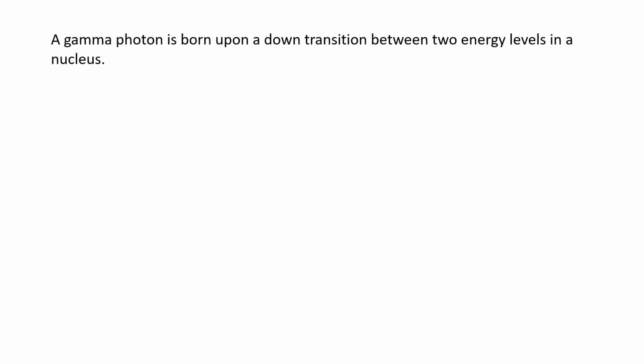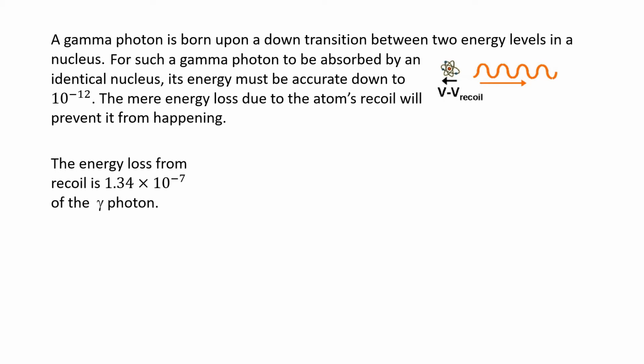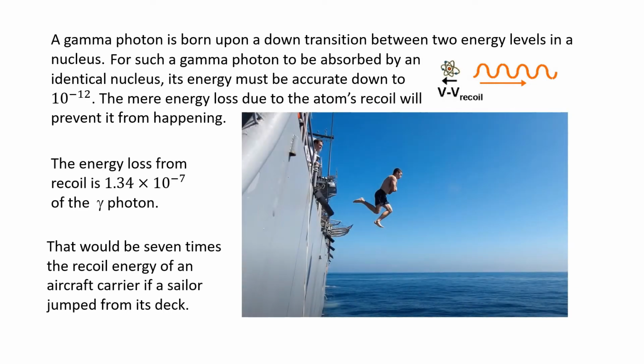A gamma photon is born upon the down transition between two energy levels in a nucleus. For such a gamma photon to be absorbed by an identical nucleus, its energy must be accurate down to 10 to minus 12. The mere energy loss due to the atom's recoil will prevent it from happening. The energy loss from recoil is 1.34 by 10 to minus 7 of the gamma photon. That would be 7 times the recoil energy of an aircraft carrier if a sailor jumped from its deck.